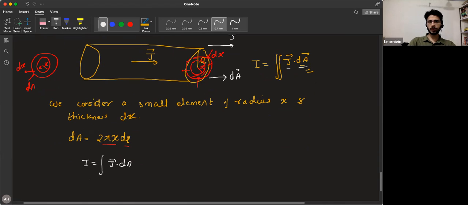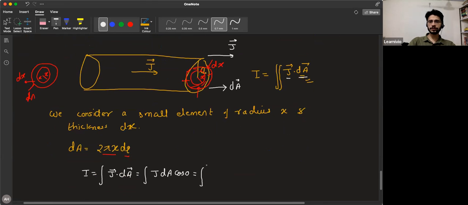To open this integral, you open this dot product. The dot product is J dA cos theta, and cos theta is 0. So it's the integral of J dA. How much is J? J is this. It's kx.